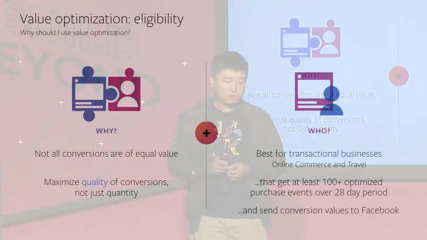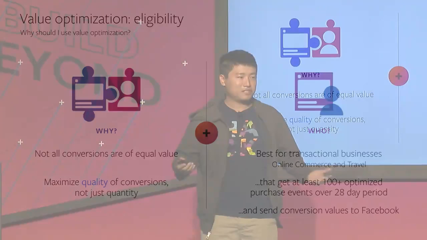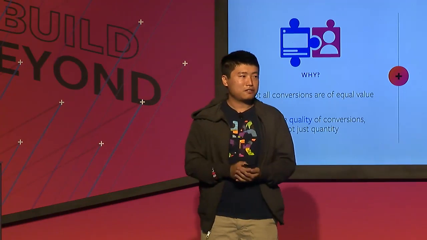So why should you optimize for value instead of conversions? Jason kind of alluded to it earlier. I'll go into a little more detail later. But the most obvious is not all conversions are of equal value. And you want to optimize for the value, the total quality of conversions, not just the quantity.